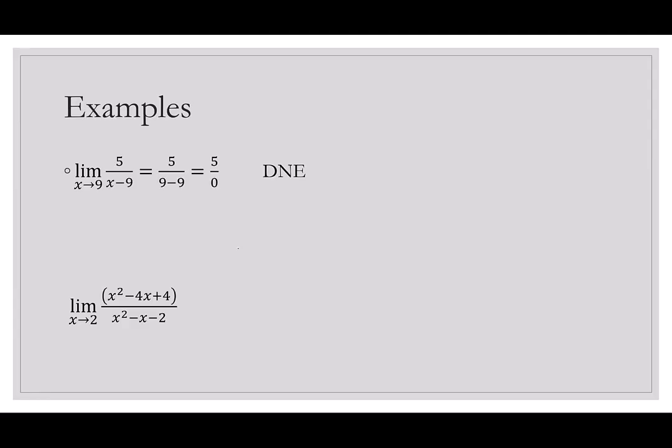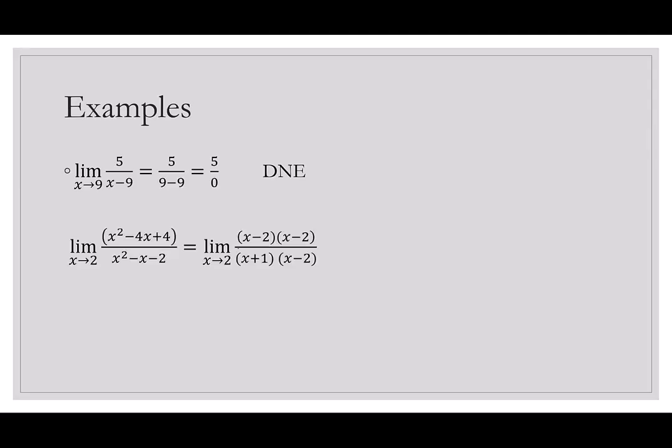Let's try the limit as x goes to 2 of x squared minus 4x plus 4 divided by x squared minus x minus 2. Again, my first thought is let's plug the 2 in. I have 2 squared minus 4 times 2 plus 4 over 2 squared minus 2 minus 2. 0 over 0. We know what to do. We need to factor. This factoring is x minus 2 times x minus 2 over x plus 1 times x minus 2. We're going to cancel one set of x minus 2. So even though the x minus 2 is twice in the numerator, I only get to cancel 1 for 1. Now I have x minus 2 over x plus 1.